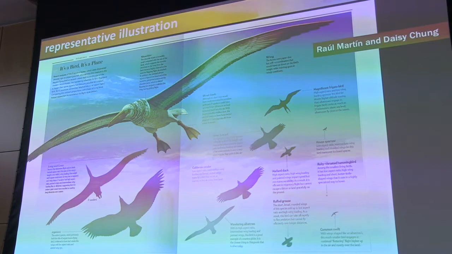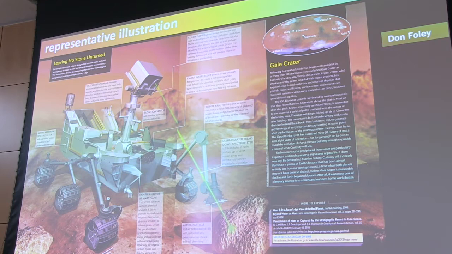And here, artist Don Foley simply portrays the rover Curiosity so that we can label out the various scientific instruments. It's a clear and literal depiction of an object.